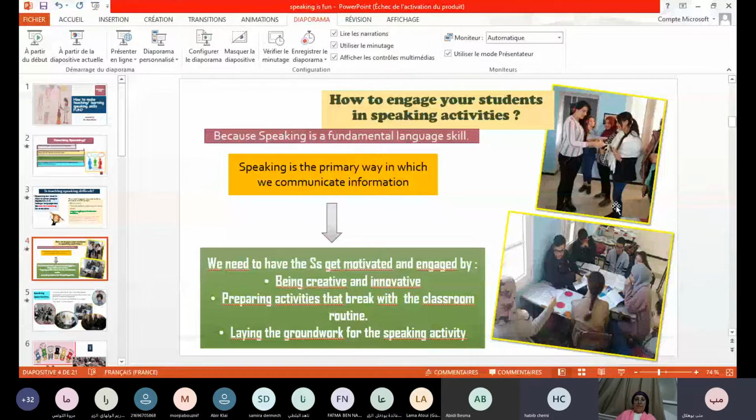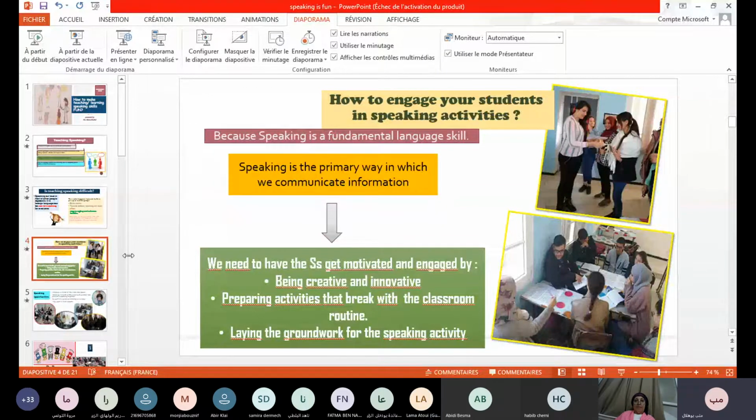So how to engage students in speaking activities? Now, as you may see here, because speaking is a fundamental language skill and the primary way in which you communicate information, we need to have the students get motivated and engaged by being creative and innovative, preparing activities that break with the classroom routine and laying the groundwork for the speaking activity. So the whole work should be prepared in advance by the teacher, of course. Let's move to the next slide.